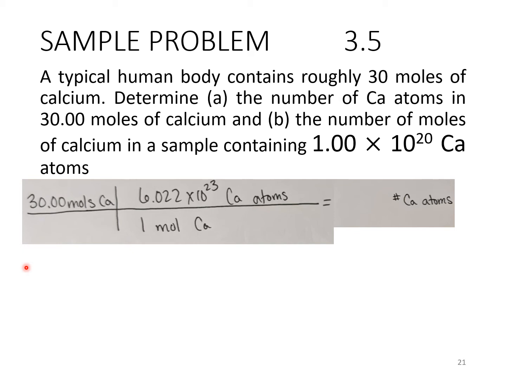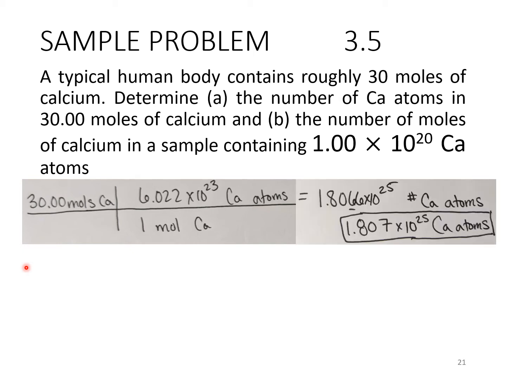30 is a very reasonable number to deal with. And that's part of the reason why in chemistry, we use moles. And so then you have relatively small values that you're dealing with instead of always talking about times 10 to the 23rd, times 10 to the 25th, number of atoms. So if we were to plug all that in, we'd get 1.807 times 10 to the 25th calcium atoms.